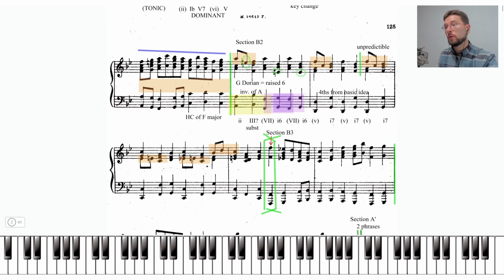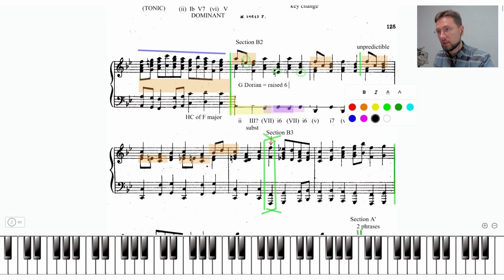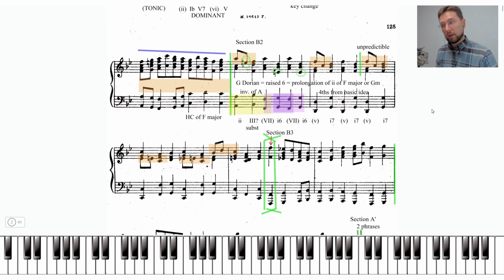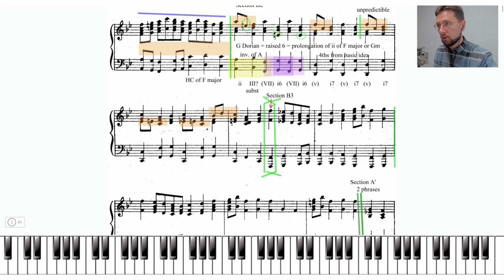And could it be viewed from the key of F major? Yes, but that would mean that we're viewing everything as the prolongation of the second degree of F major, or directly, G Dorian, which is G minor. So that's the prolongation that we're having here. The important note clearly is G. After that, we have this. Still G. So the prolongation continues.